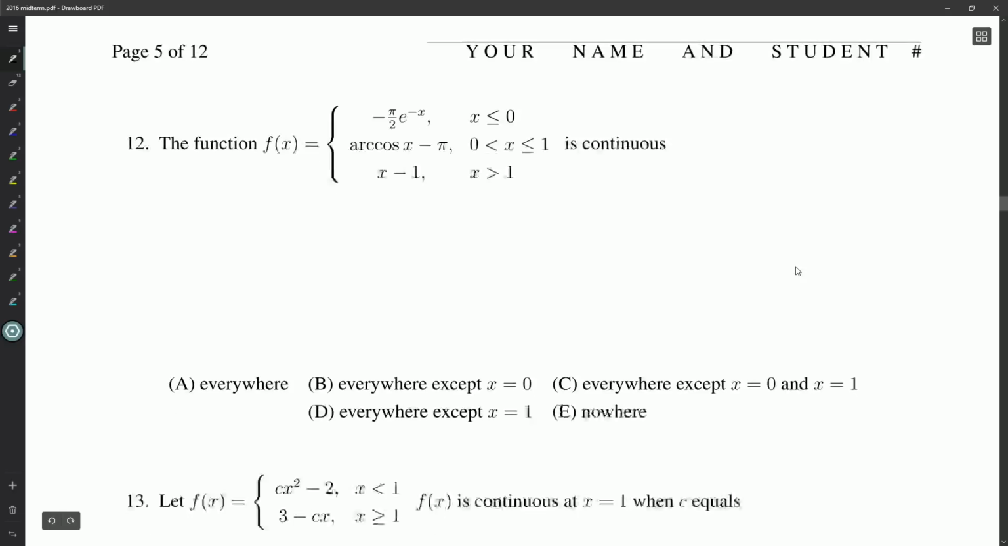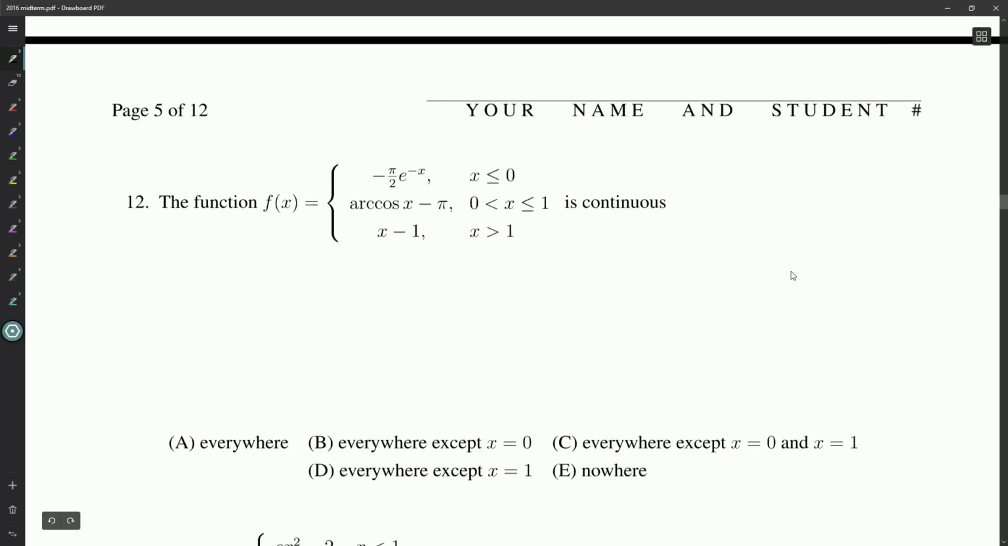All right, 12, the last question, at least for this video. The function f of x, and we've got quite the expression, is continuous everywhere except 0. You'll notice 0 is one of these boundary cases. Everywhere except 0 and 1. Another boundary case. Everywhere except 1 or nowhere. Well, it's definitely not continuous nowhere. Pick -1. The function just looks like this. That's continuous. You're good to go.